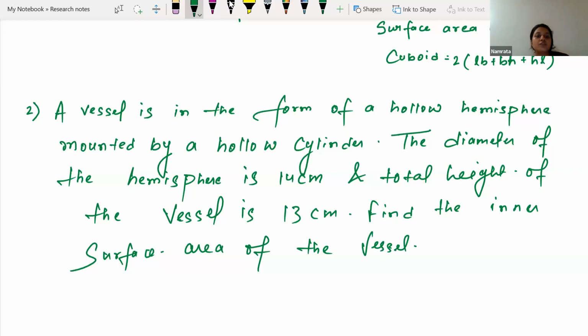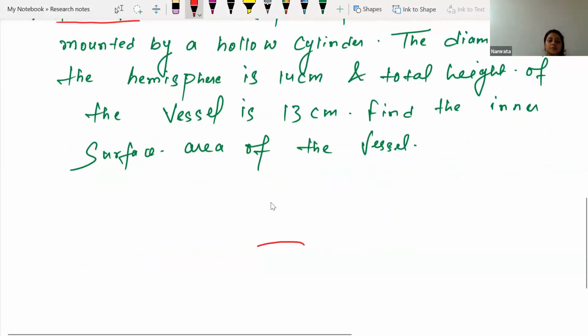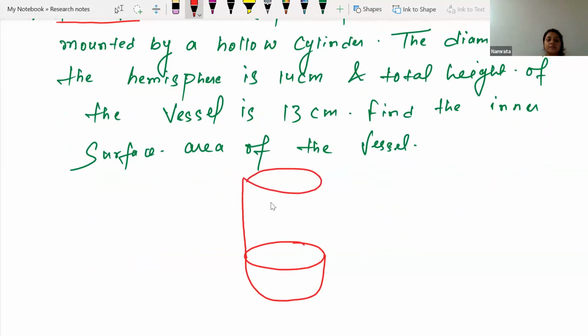Let's do it. We will be reading the question step by step, statement by statement, and then we will make the figure of that. So a vessel is in the form of a hollow hemisphere mounted by a hollow cylinder. So there is a hollow hemisphere, like this, mounted by a hollow cylinder. Maybe like this. The diameter of the hemisphere is 14 centimeter. Okay, the diameter is given. So we can say the radius will be 14 by 2, that is 7 centimeter.